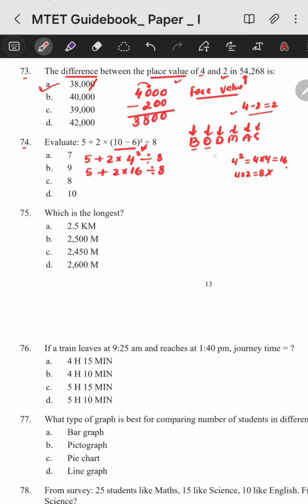There are no more orders now. Next is division. So this division we will simplify first. Again 5 will come down, plus 2 into, 16 divided by 8 is nothing but 2. 16 divided by 8 goes 2 times. Again 5 will come down. Next, after division, is multiplication. Let's multiply 2 into 2, that is 4. Then if you add, 5 plus 4, that will give 9. That means which option? Option B is your correct option here.